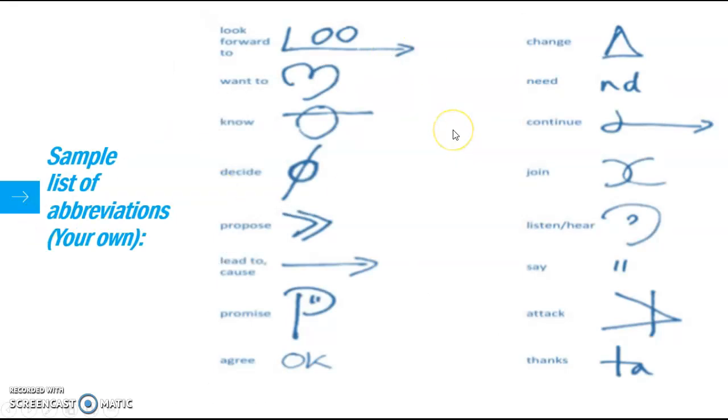And also you can create your own symbols, but try to create symbols that are meaningful, that you can understand later on. As you can see here, this is like promise, agree, it's like an okay symbol. Listen, or here you write down or you create a symbol of an ear here. For saying thanks, you can create them. It doesn't matter how you create them, but as I was saying, try to use symbols that are meaningful and symbols that you can understand later.